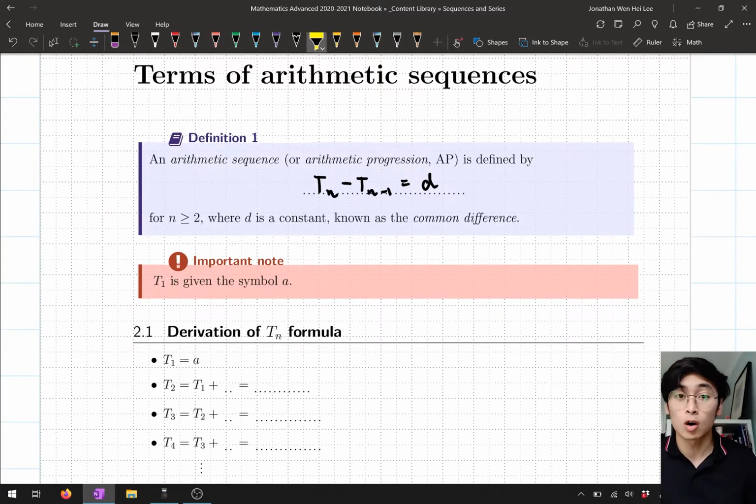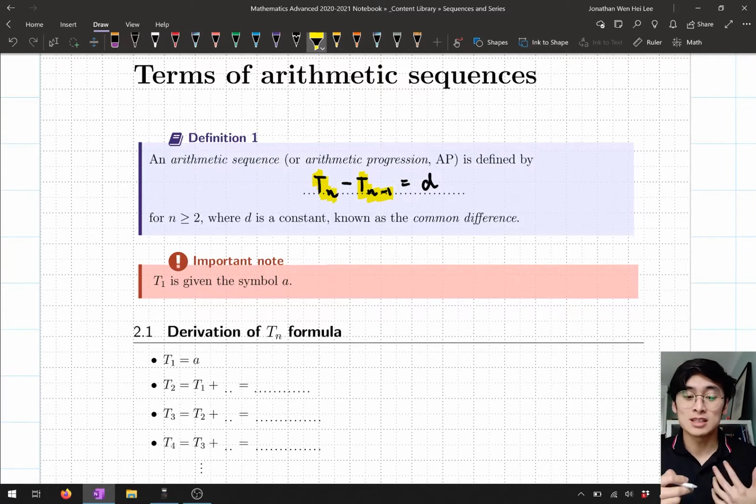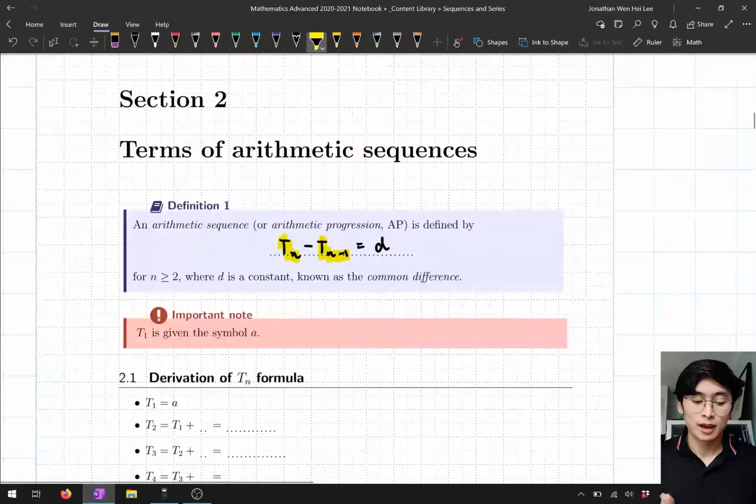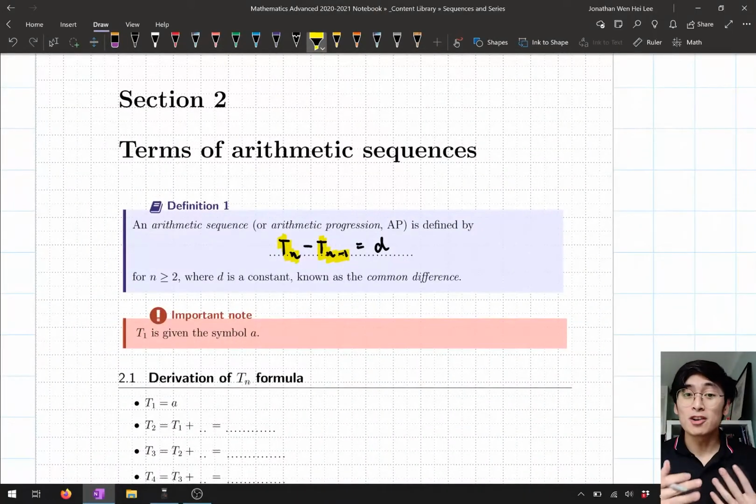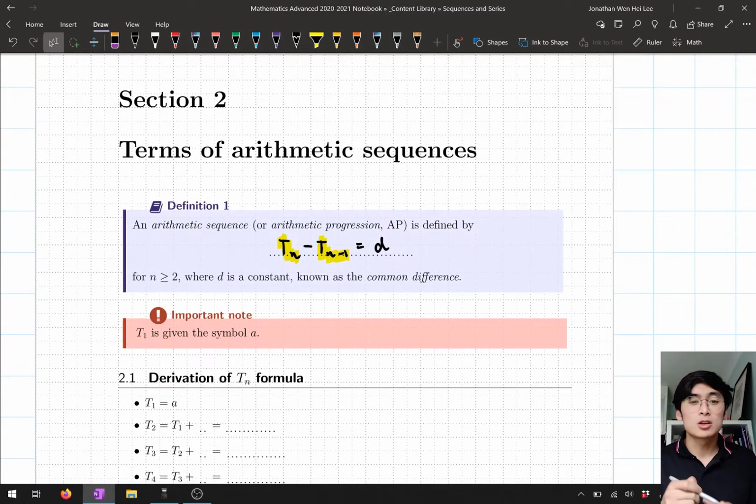Well, if you recall from our general sequences terminology and notation, Tn is just the nth term in my sequence, and Tn minus 1, well, n minus 1 is just 1 before it. So if I take my current term and subtract the term before it, it gives me D, no matter what number is in my sequence. And so this actually means that when we've got an arithmetic progression, every time we go to the next term, we just go up by the same amount.